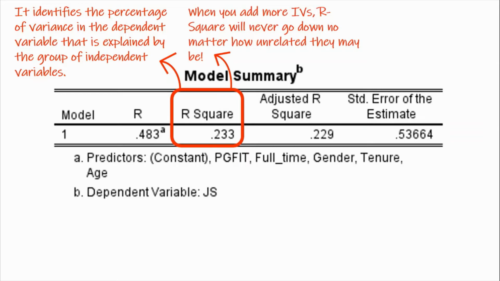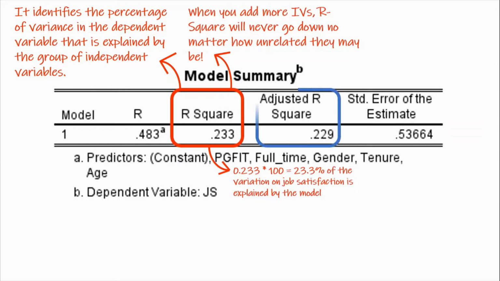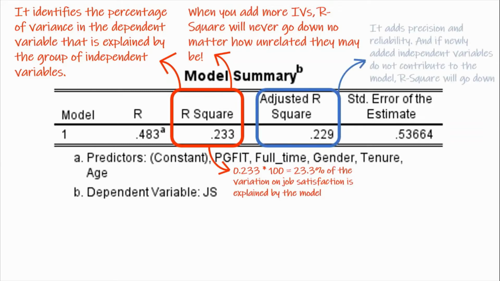Right now, R-squared here is 0.233. So we multiply this number by 100 to get a percentage term. So this model presumably explains 23.3% of the variation on the dependent variable, which is job satisfaction. Now, as I just mentioned, R-squared tends to be a bit too optimistic, which is why we need to use the adjusted R-squared, because it adds precision and reliability by considering the impact of additional independent variables that might tend to skew the results of R-squared measurements.